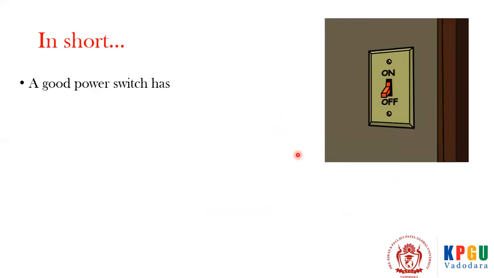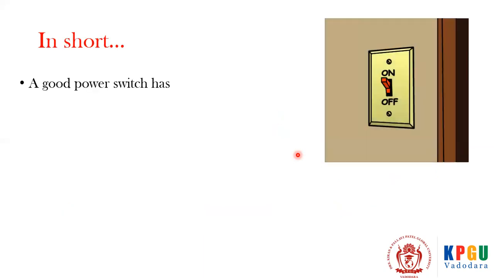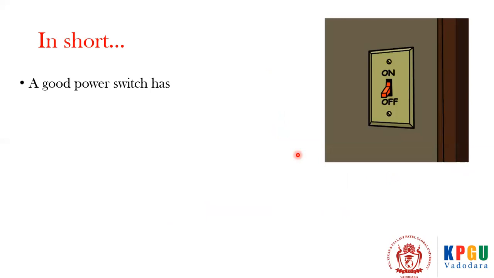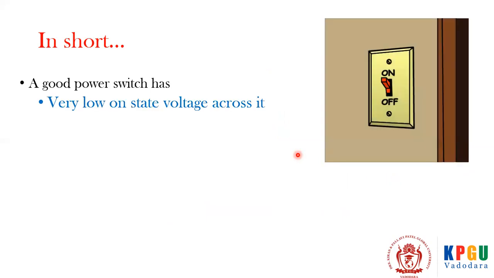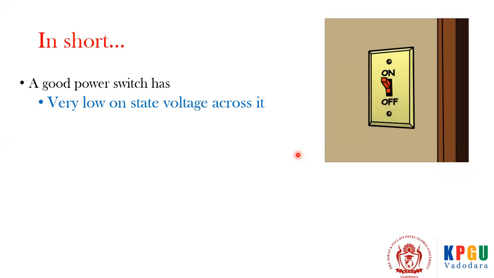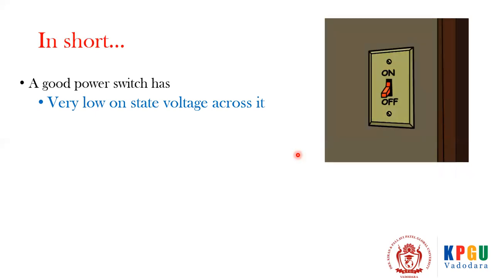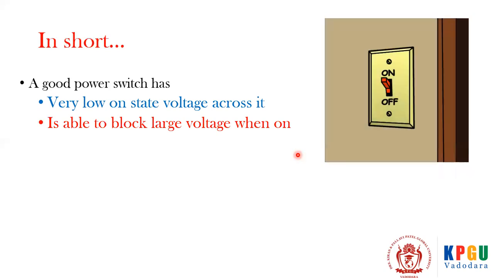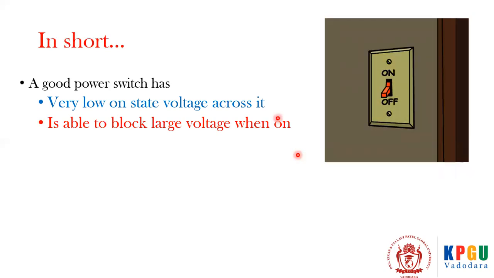So what is the requirement? In short, a good power switch should have a very low on state voltage. That is, whenever it is turned on, the voltage across it should be very, very small. It should be able to block a large voltage when it is off. Sorry, here the word should be off.